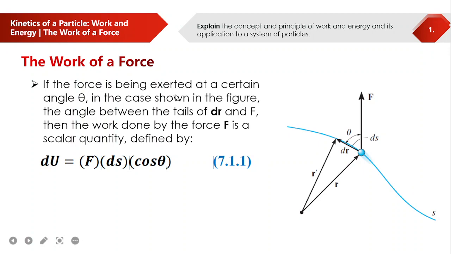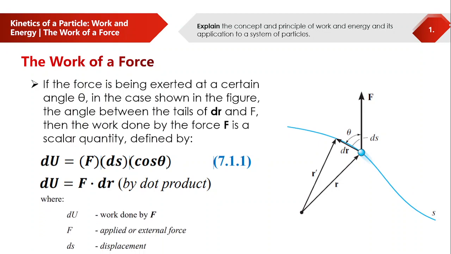So, sabi dito, if a force is being exerted at a certain angle theta, in the case shown in the figure, the angle between the tails of dr and F, then the work done by a force F is a scalar quantity defined by this one. So, F times ds times cosine theta. So, that's how you solve for your work. Differential work at a certain point along the path, no? So, dU, by dot product, alam natin to. So, dU is equal to F dot dr. Okay? So, where dU is the work done by F, F is the applied or external force, and ds, displacement.